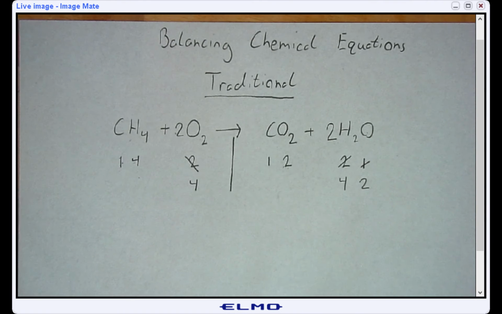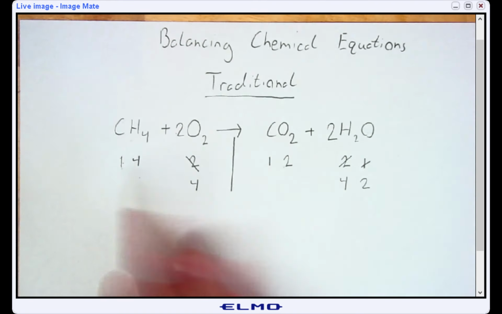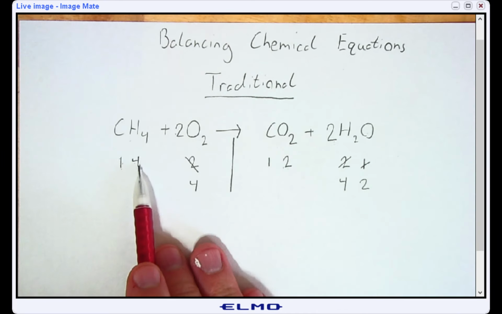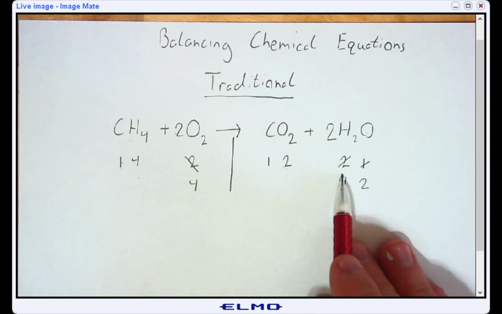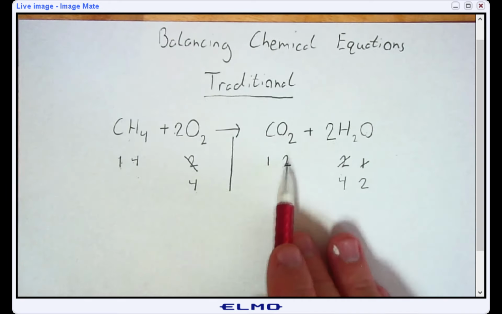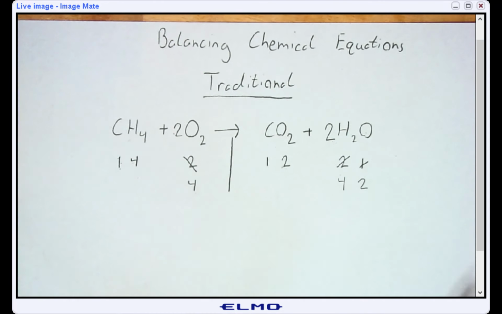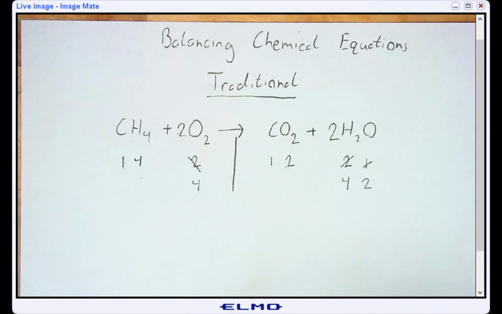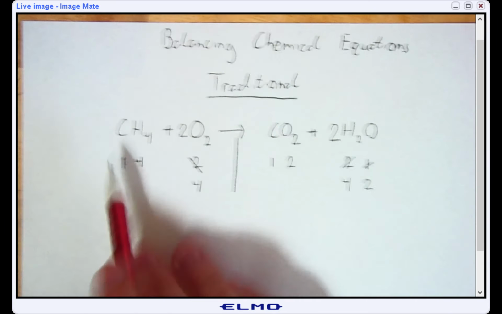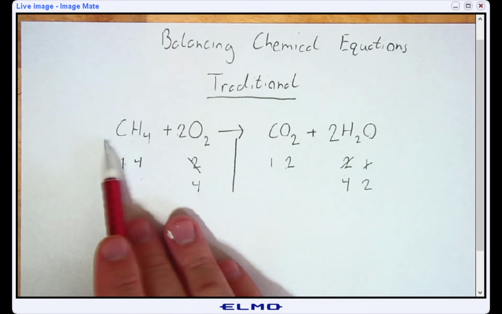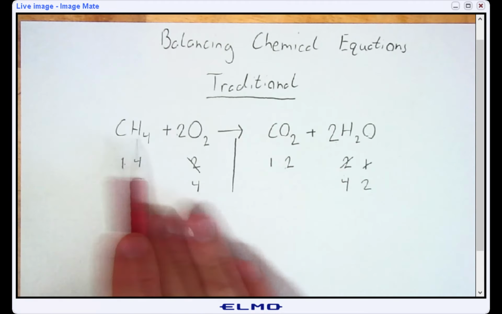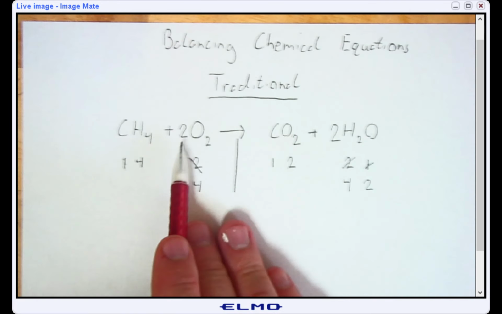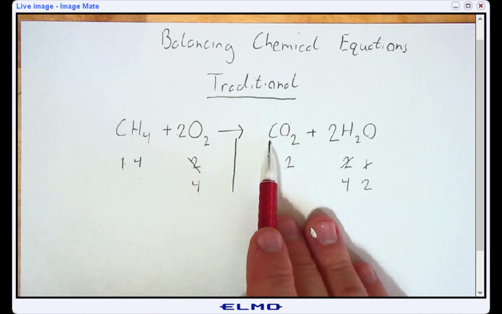Well, let's see if this works. 1 carbon, 1 carbon, 4 hydrogen, 4 hydrogen, 4 oxygen, 2 plus 2 is 4 oxygen. This is a balanced chemical equation. We have subscript-wise 1, because if you don't see a number, it's automatic 1, kind of like subscripts. 1, 2, 1, 2.